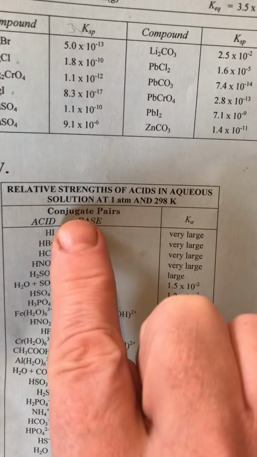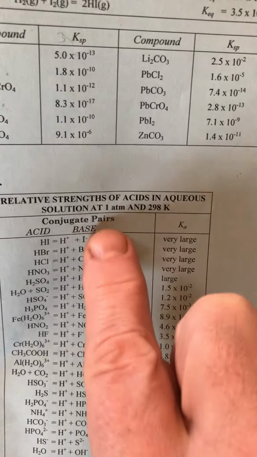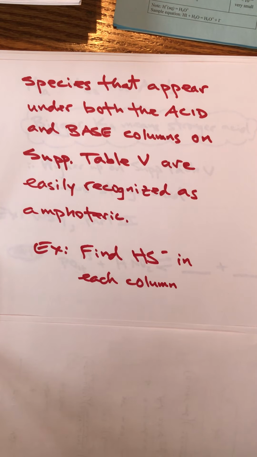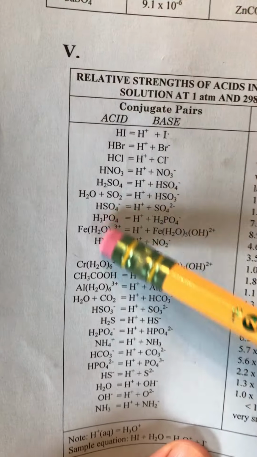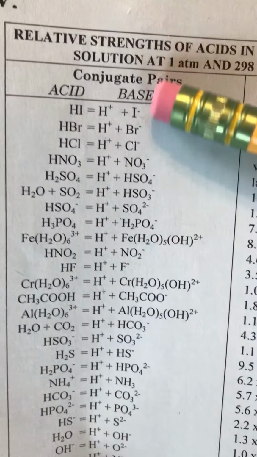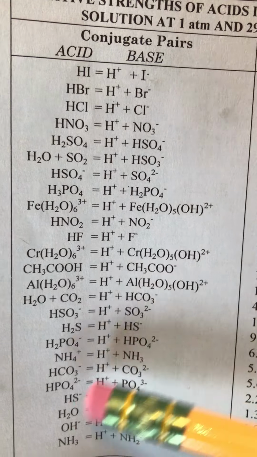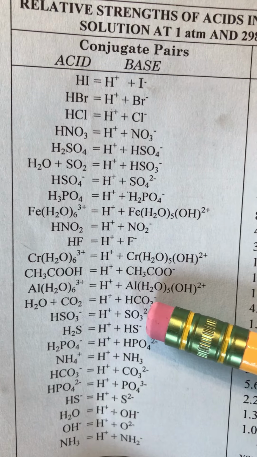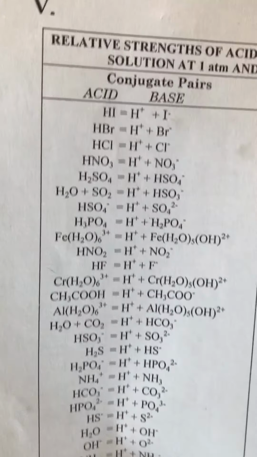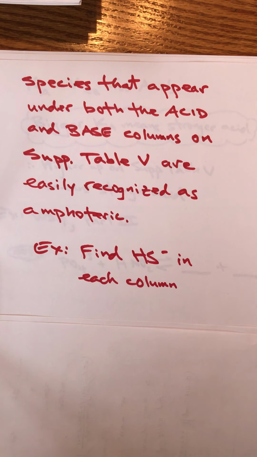They have an acid column here. They have the proton column. And then they have its conjugate base column here. So if you find on here HS-. All right, well, let's go to the acid column, slide on down, bam, HS- is right there. Go to the base column, slide on down, HS- is right there. Here and here. If you find a species on both sides of this table, both the acid column and the base column, it's pretty easy to recognize it, that species is amphoteric.